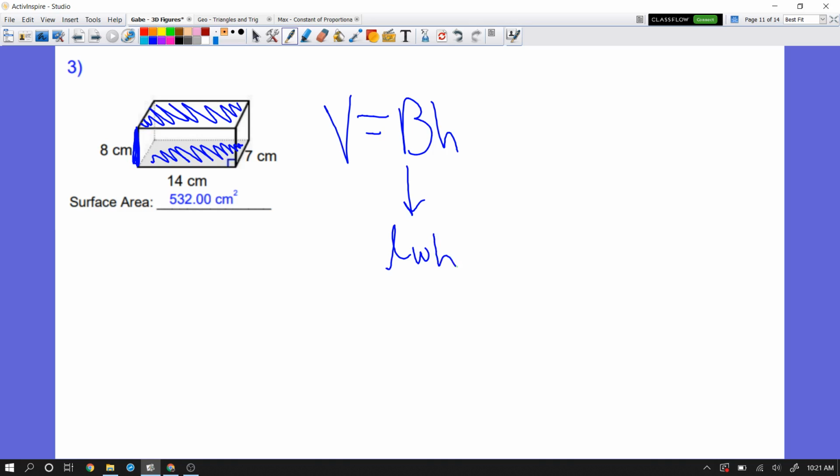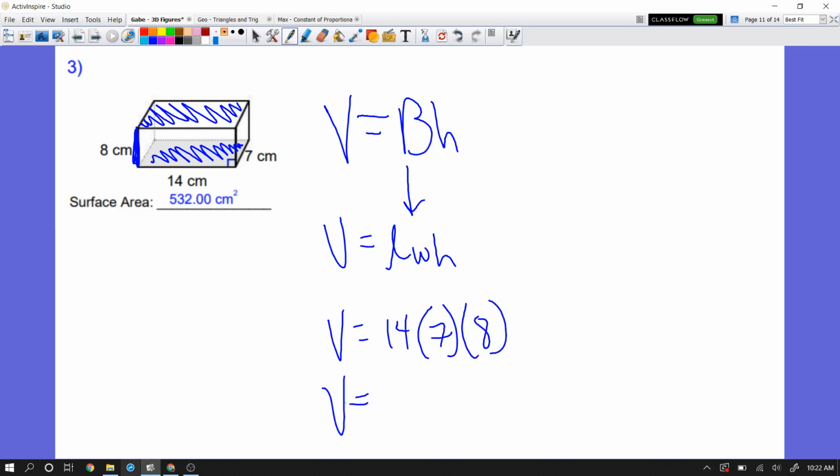this was the old formula on formula charts when I was in school, length times width times height. Volume equals 14 times 7 times the height, which is going to be 8. Let's find out. 14 times 7 times 8.